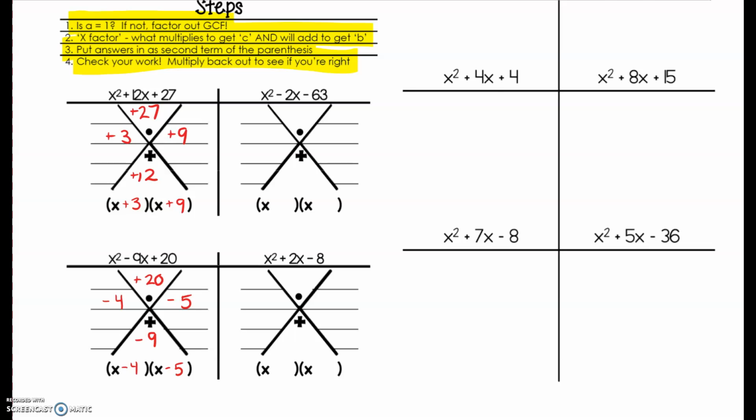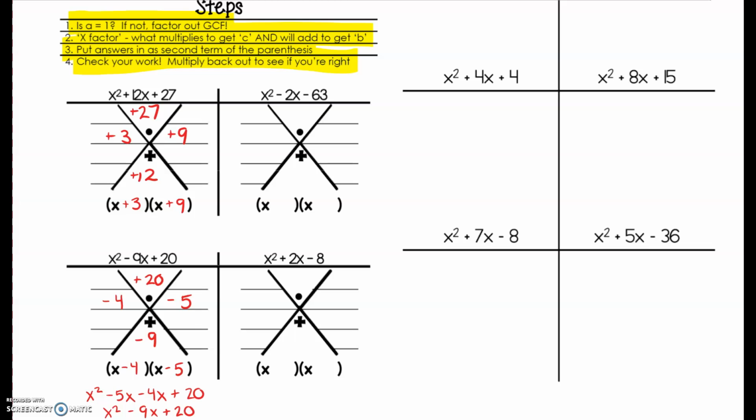As you're filling this in, what you would notice is that if I were to FOIL this expression back, x times x is x squared, x times negative 5 is negative 5x, negative 4 times x is negative 4x, and negative 4 times negative 5 is positive 20. If I combine my like terms in the middle, I get x squared minus 9x plus 20. That is exactly what we started with. And that's the process of factoring, breaking this polynomial back into a product of factors.